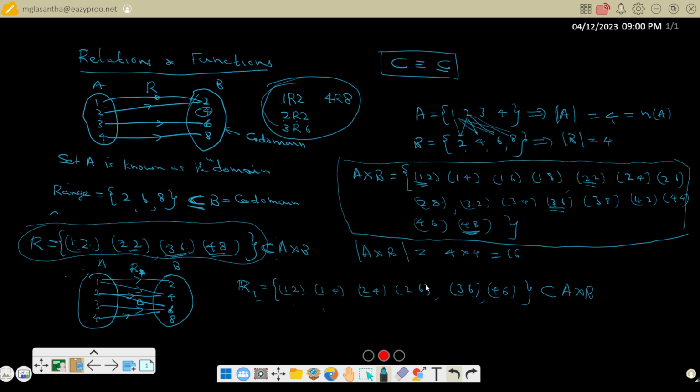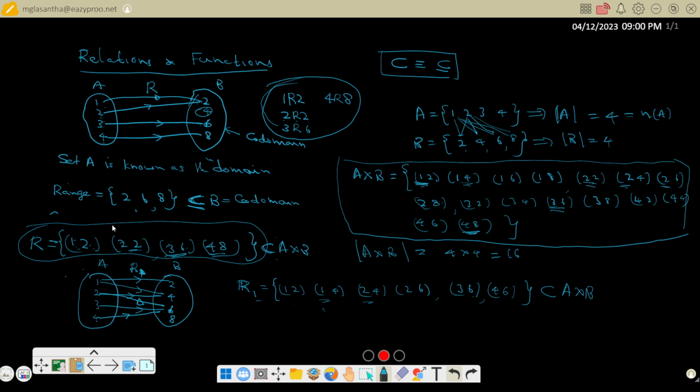But this is also a subset of A cross B. You see, 1, 2 is here. 1, 4 is here. Where is 1, 4? Subset means it belongs to both of them. 2, 4 is here. 2, 6 is here. Right? All these members are in A cross B. Therefore, this R1 is also a subset of A cross B.